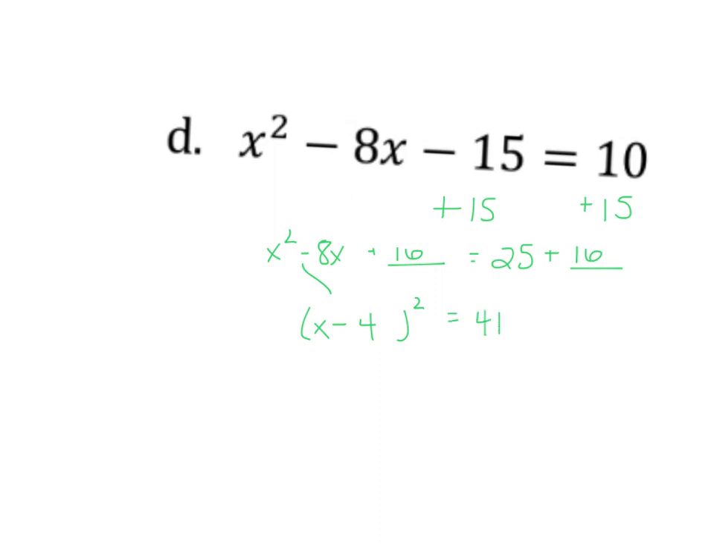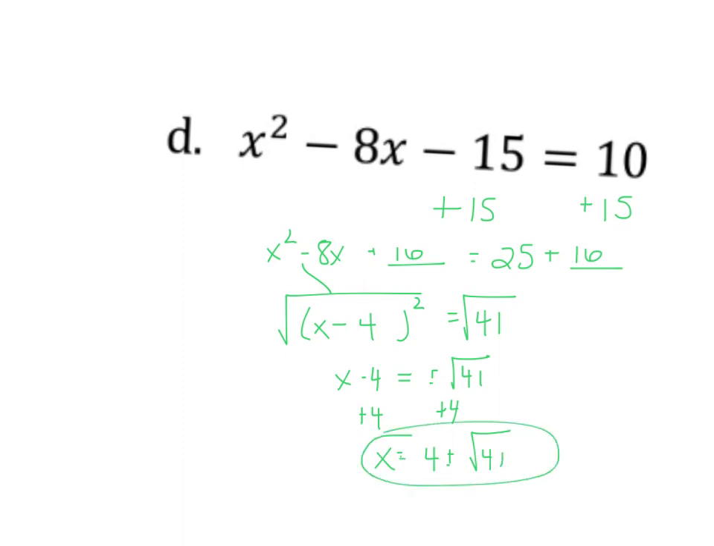I'm trying to solve for x. I'm going to undo that squared by square rooting. x minus 4 equals plus or minus root 41. The square root of 41 cannot be simplified since there's no perfect square that goes into it, so I'm going to leave it alone. And then we're going to add 4 to both sides. Since we can't actually add them together, we're going to leave it separate, just like we did on the last one. Good job, guys. Let me know if you have any questions.